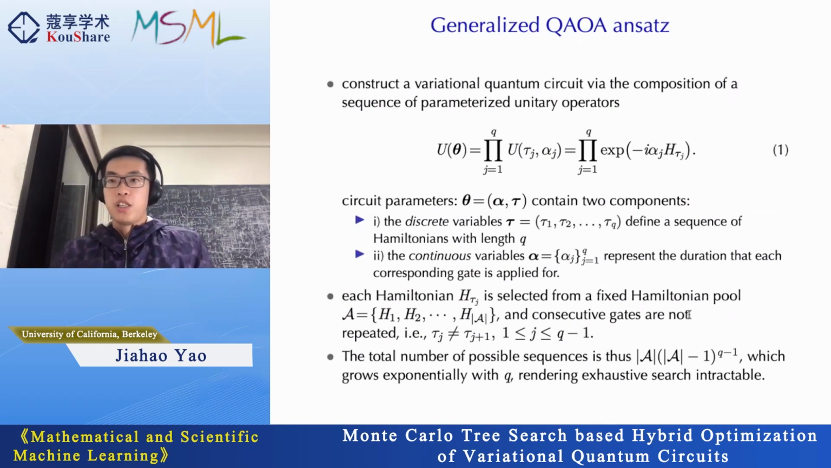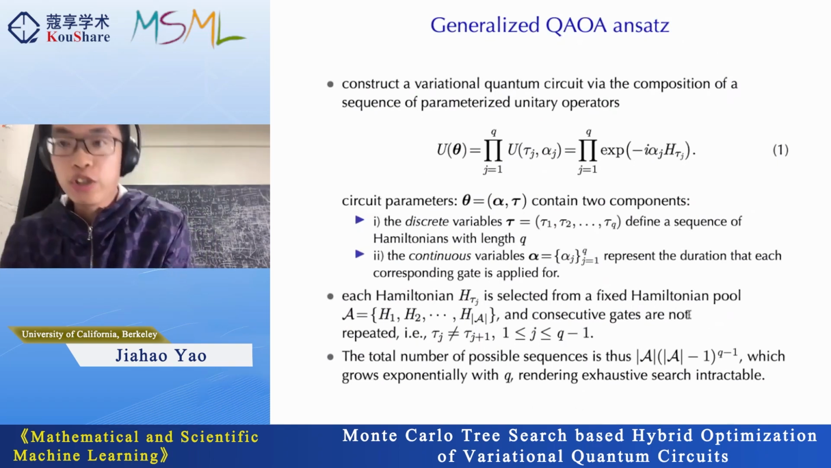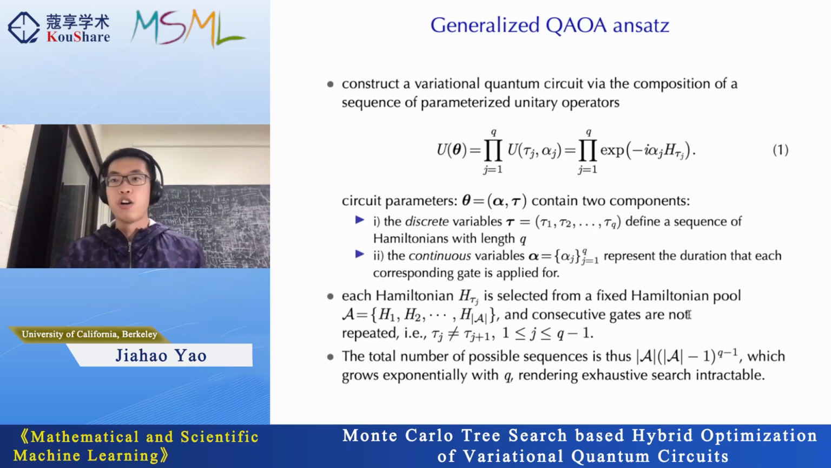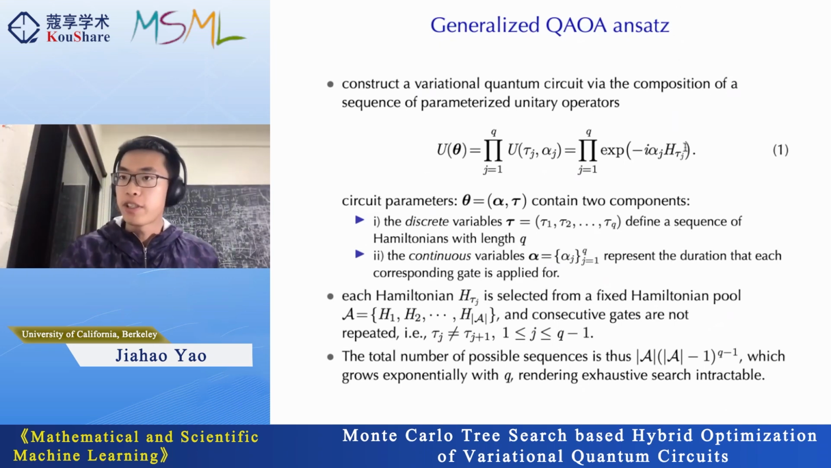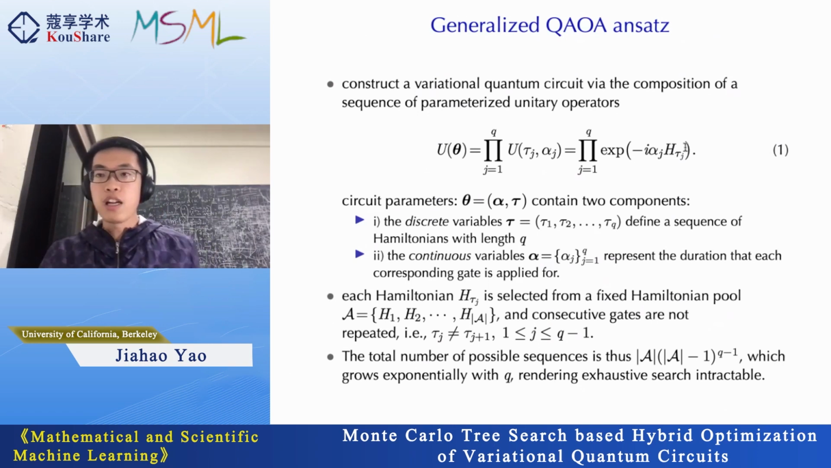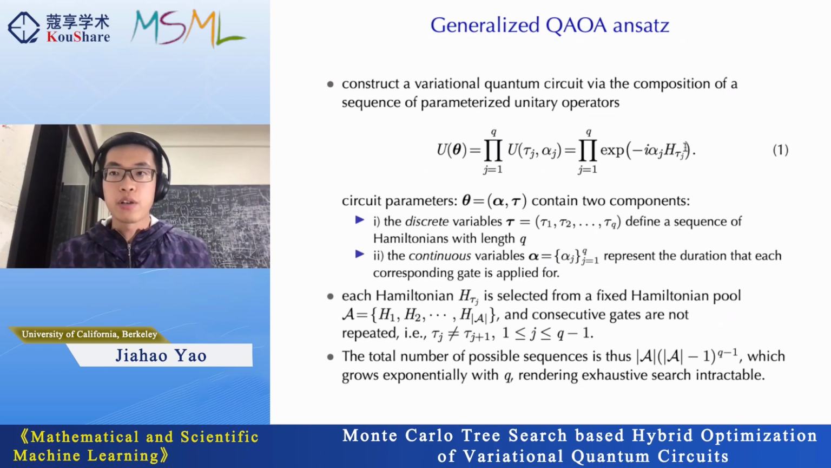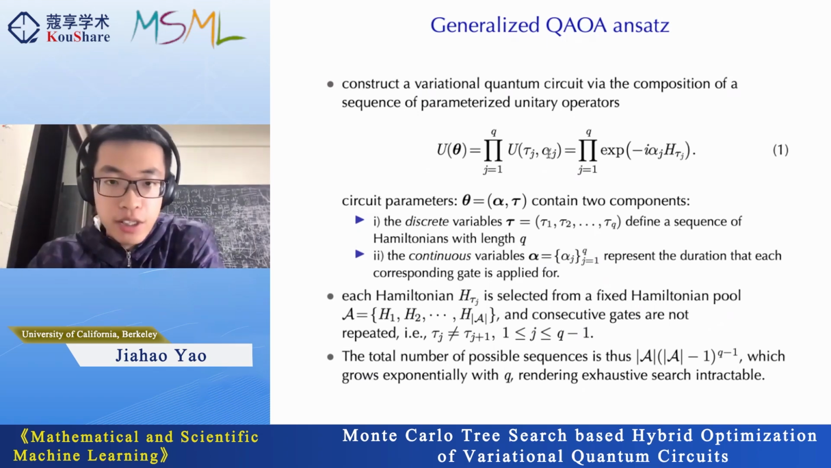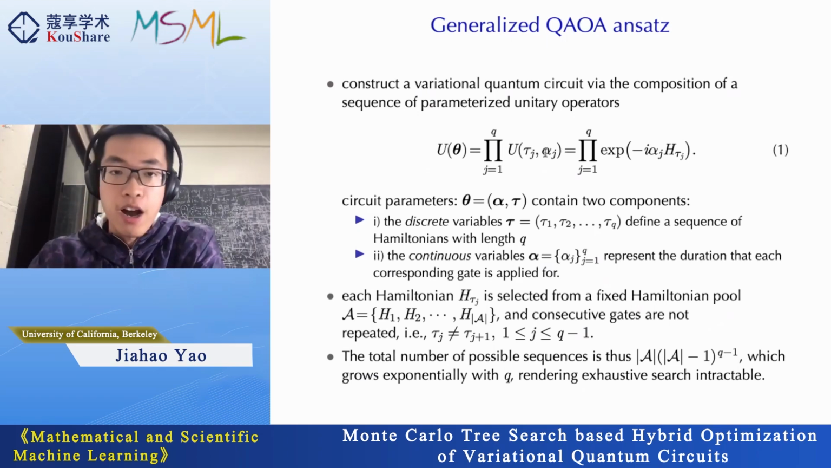So we introduced the QAOA algorithm or QAOA ansatz, and now we want to think whether we can go beyond this ansatz. And we coin a word called generalized QAOA ansatz. That is, at each time step, you can also choose different gates and choose the duration you apply to the gate. As shown in this formula, it is tau and alpha.